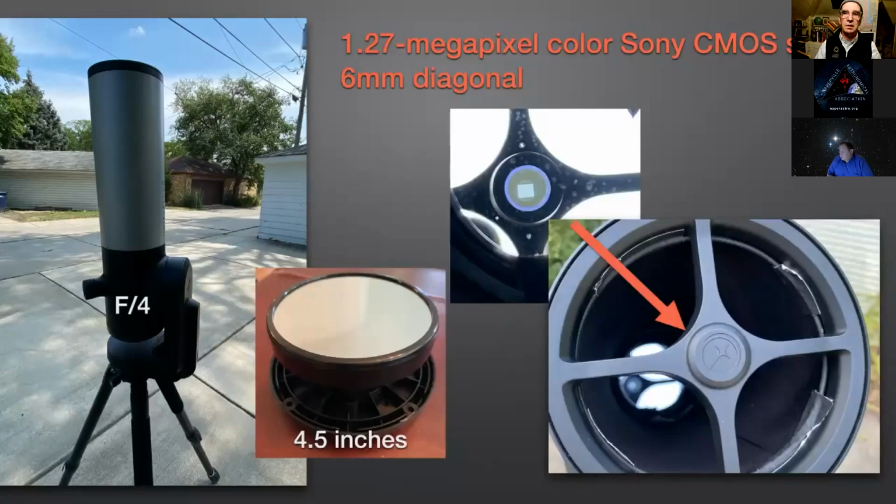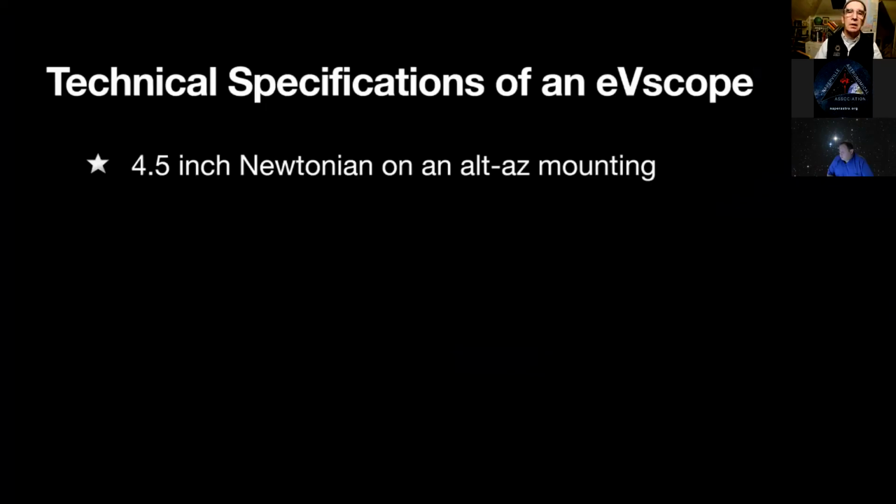Here's the list of the technical specs. It's on an alt-az mounting, which also means technically it's easy to use. You just basically point it at the sky and it figures out within a minute or so how the sky is working. But it also means that the image is rotating as you're taking longer images, and that affects how the stacking works.